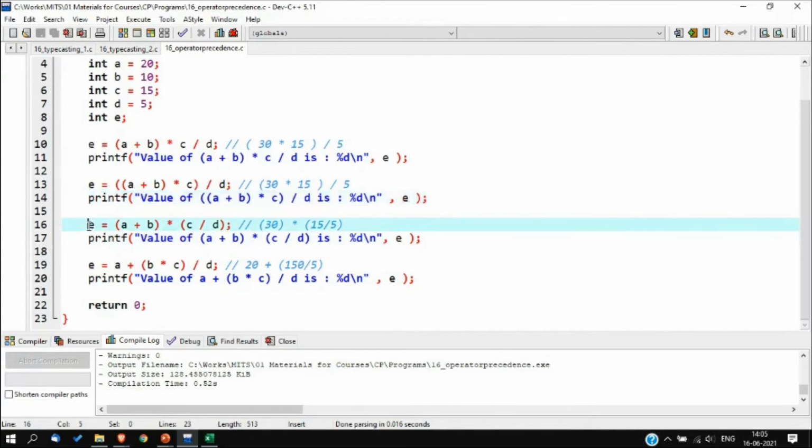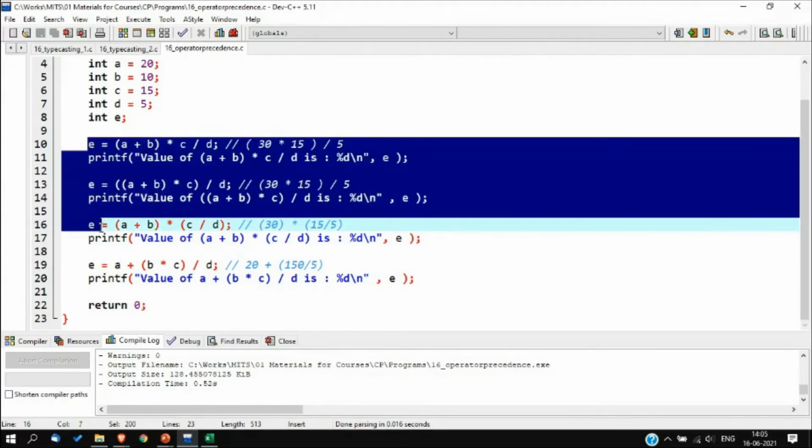In the third case, E equal to (A plus B) into (C divided by D). A plus B will be evaluated first, then C divided by D will be evaluated, then both will be multiplied. So 30 multiplied by 15 divided by 5: 15 by 5 is 3. So 30 multiplied by 3, that is again 90. So in the first 3 cases, the values will be the same. That is, the expression is evaluated to 90.